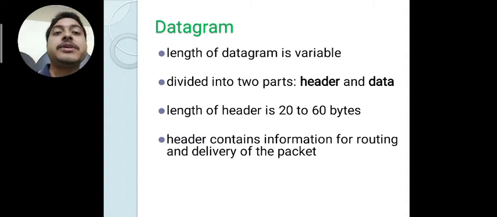The header contains the control information: the address of the source, the address of the destination, which path they are using, and the necessary information such as what type of data it is and what the length of the data is. Each and every thing is included in the header section. The length of the header is 20 to 60 bytes. They keep the size very small so that it consumes less traffic on the internet and the file gets delivered efficiently, on time, securely. The header contains information on routing and delivery of the packet.